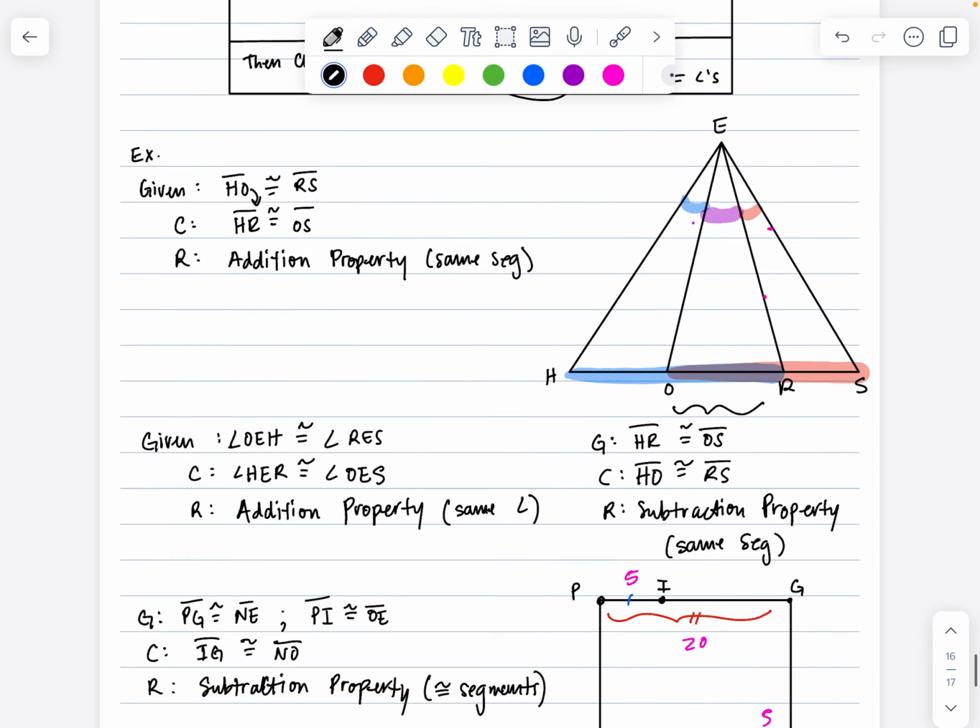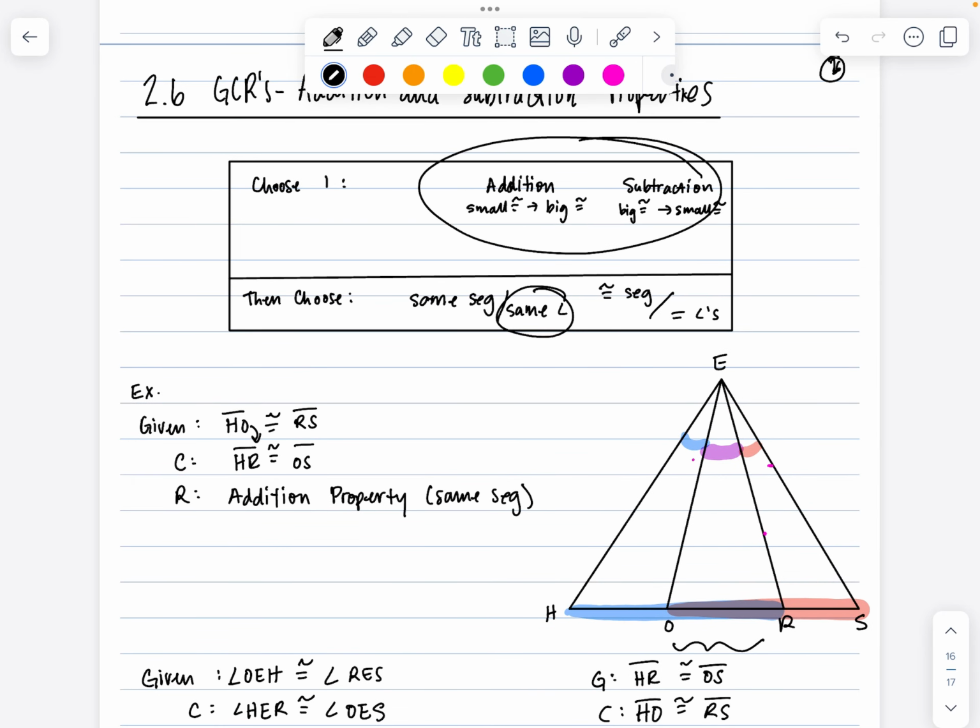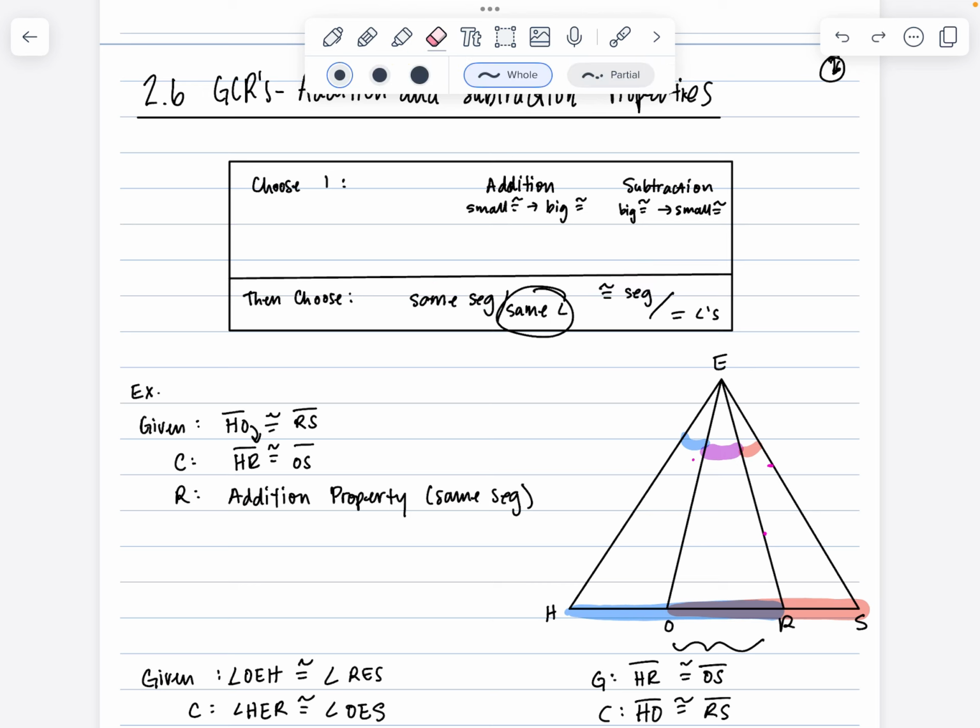All right, and that's all I have for you today. So we choose either addition or subtraction, and then we identify what we are working with. Are we working with segments? Are they the same segment, or congruent segments, or same angles, congruent angles?